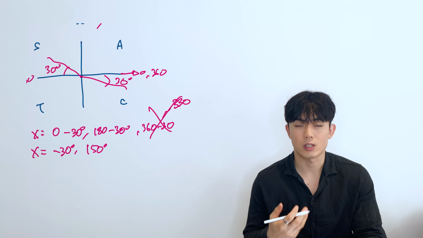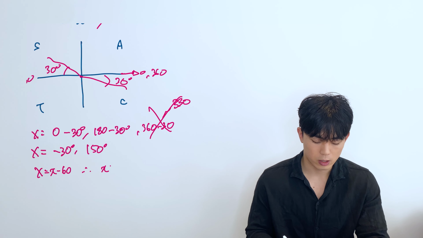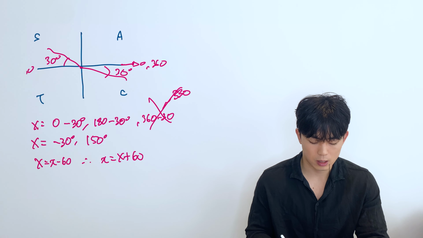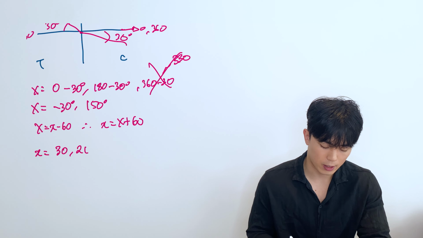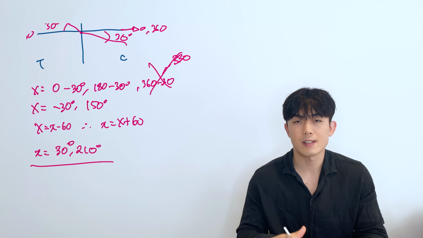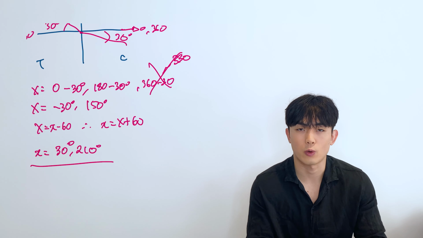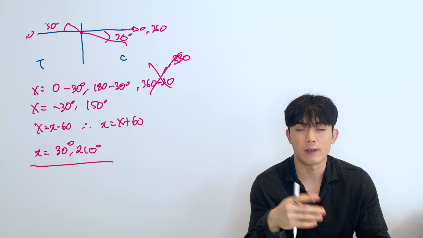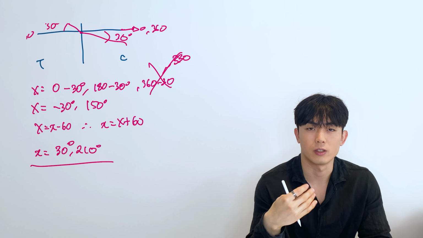But remember, we're trying to find small x, and we know that big X is equal to small x minus 60. So small x is big X plus 60. So the values for small x will be 30 degrees and 210 degrees, like so. Okay, so the main steps are the same. It's just a matter of manipulating the initial equation to get one trig term, and then replacing the angles with the capital X. It doesn't have to be capital X or whatever letter you feel is suitable.